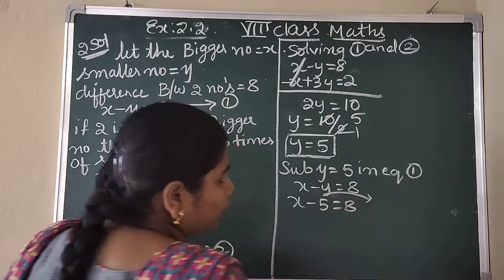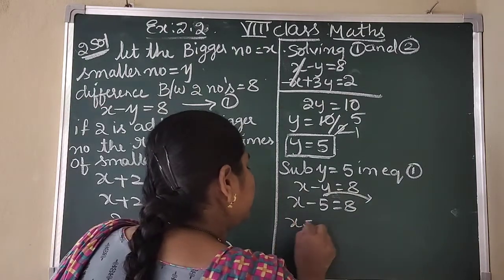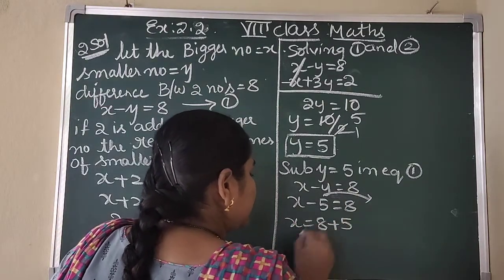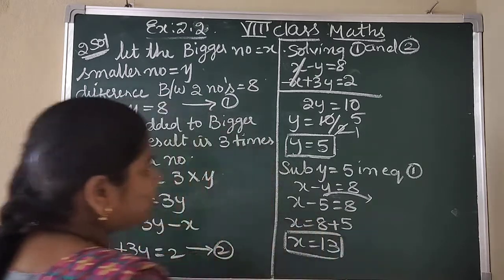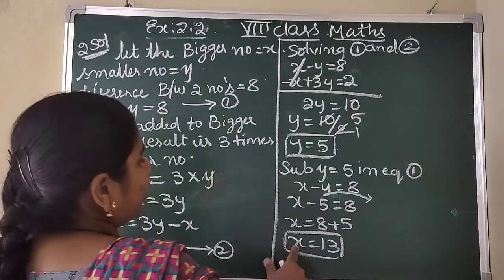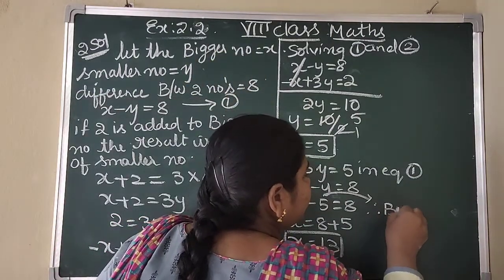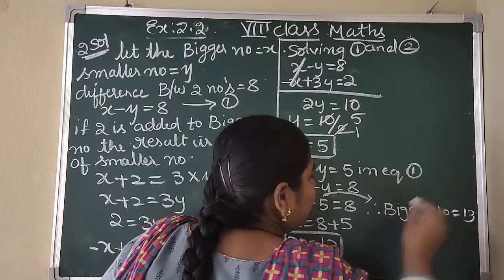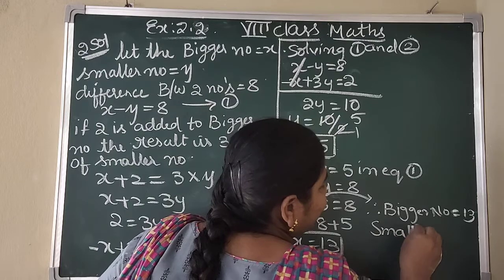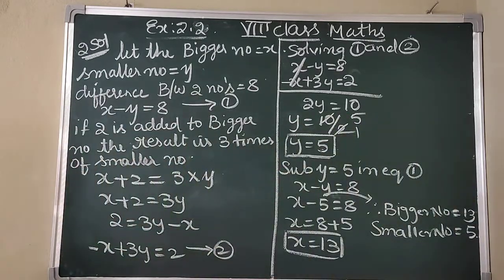This minus 5 you transpose to the other side, that will become plus. So x is equal to 8 plus 5. So what is 8 plus 5? 13. So the x value you got as 13. So what is the x value? x is nothing but the bigger number. Therefore the bigger number is equal to 13 and the smaller number we got as 5. So this is our second solution.